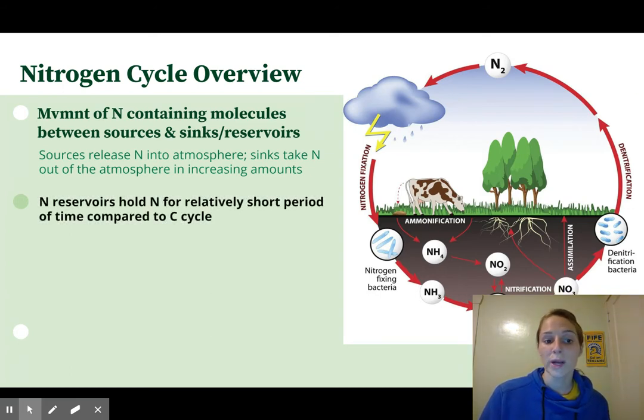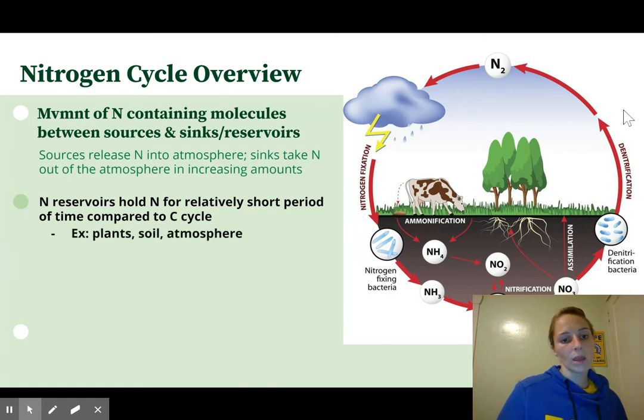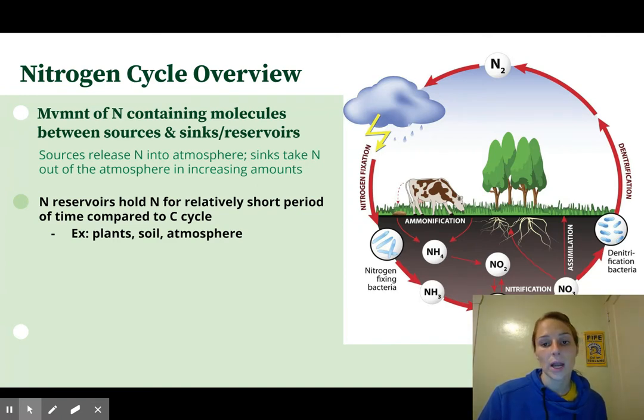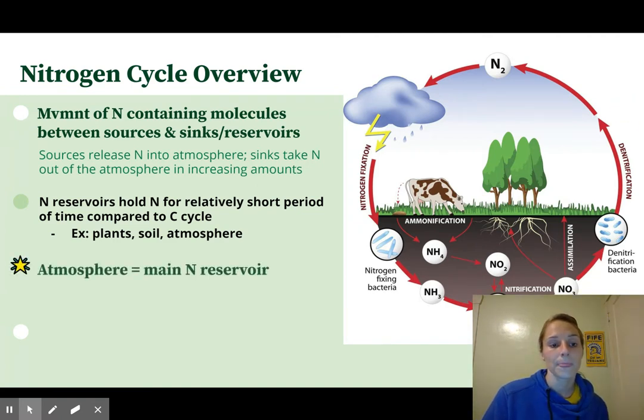So nitrogen reservoirs are going to hold nitrogen for relatively short periods of time, kind of compared to the carbon cycle. So this is going to be happening faster in the fact that it's not just going to sit for millions of years in one spot. Now, some examples of nitrogen reservoirs are going to be plants, soil, and the atmosphere are kind of your main ones. And the atmosphere is going to be the main nitrogen reservoir.